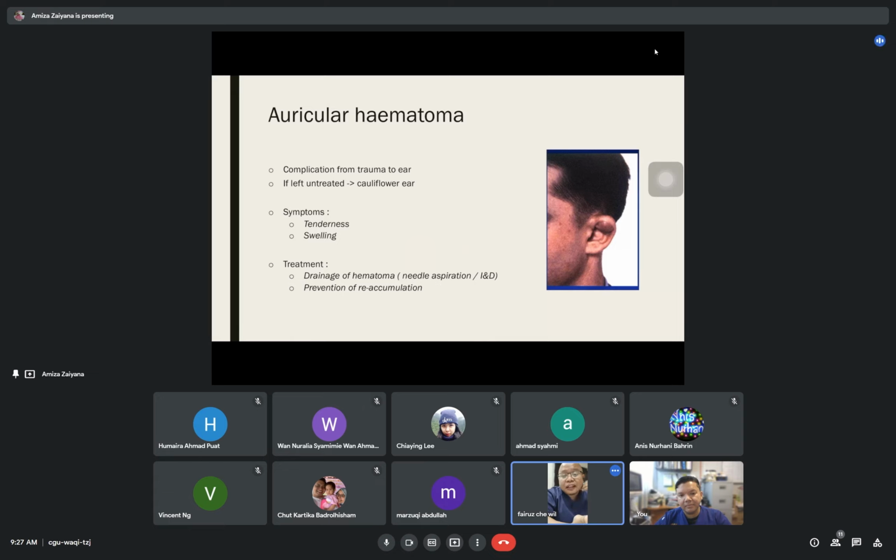The other issue is, siapa yang selalu dapat cauliflower ears ni? Kalau you tengok orang ada cauliflower ears, kadang-kadang you boleh suspect dia ni certain sports or certain pekerjaan lah.